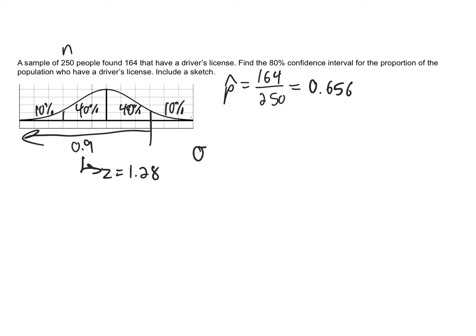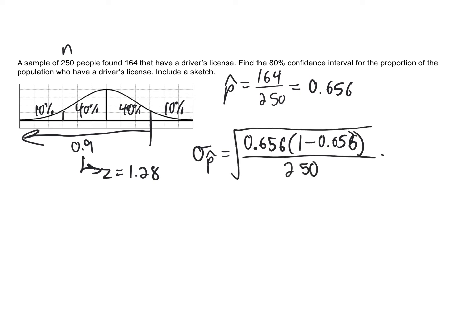We're going to need our standard error again. Now in this case we don't know the population proportion, so we use the sample proportion in its place, which we can do as long as we have a large enough sample. Giving us 0.03004, which now we can find a lower and an upper limit.